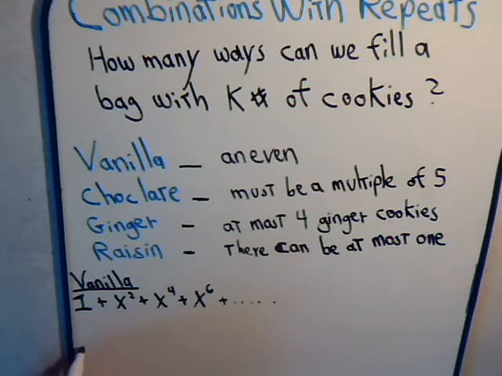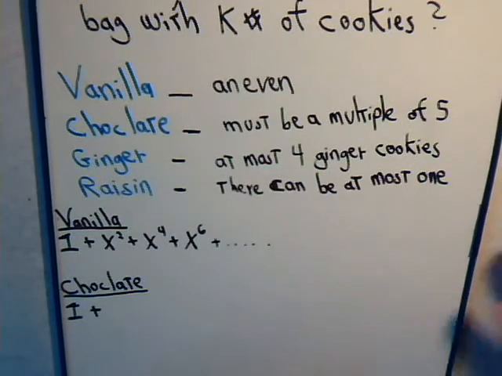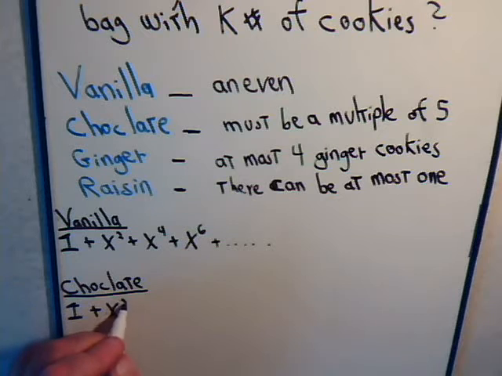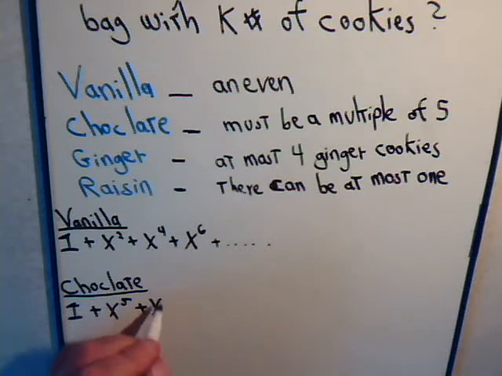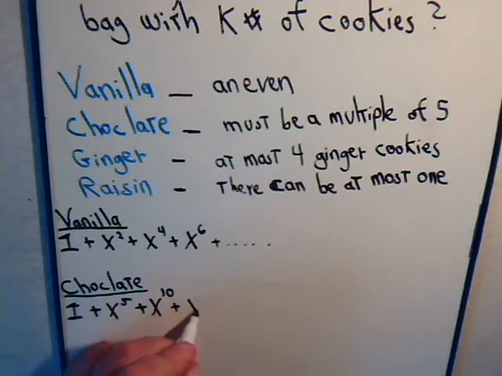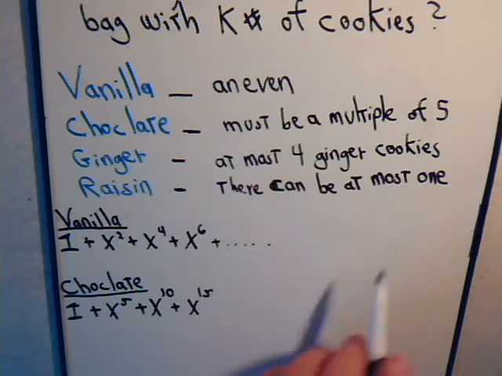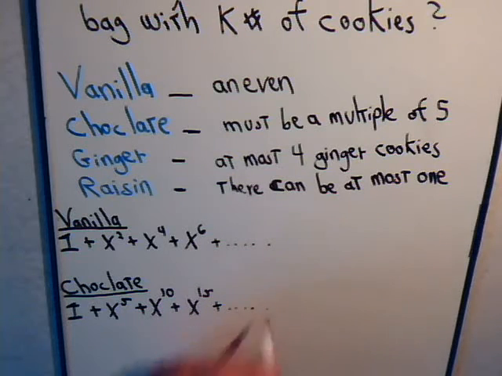For the chocolate cookies, there might not be any, which would be x to the 0, or 1, or there could be 5, which would be x to the 5th, or there could be 10, or 15, and we're not stating any restriction as to the number of the chocolate cookies, so we can let that just run out to infinity.